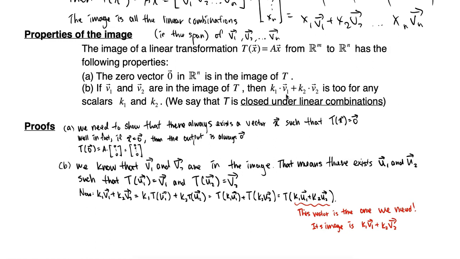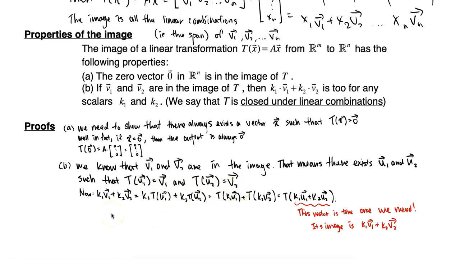So how are we going to show that? We're going to start with knowing that v1 and v2 are in the image. That means that there exists a vector u1 and a vector u2 such that T of u1 equals v1 and T of u2 equals v2. This is because we know v1 is in the image, so there is a vector such that it reaches v1. And there's also a vector such that it reaches v2.